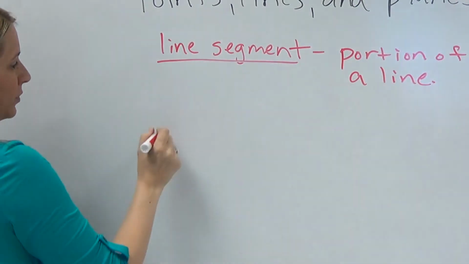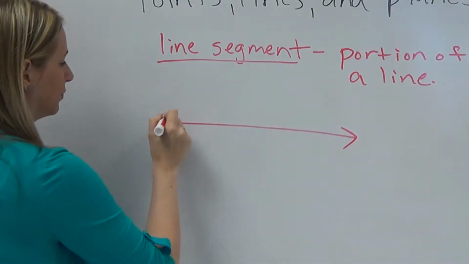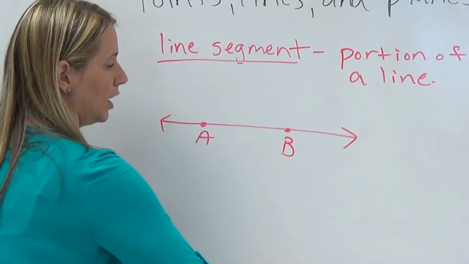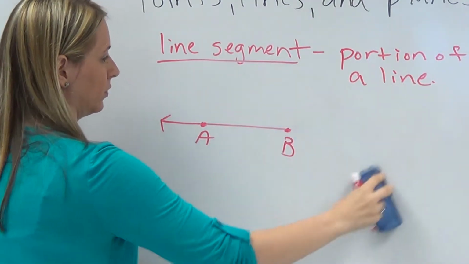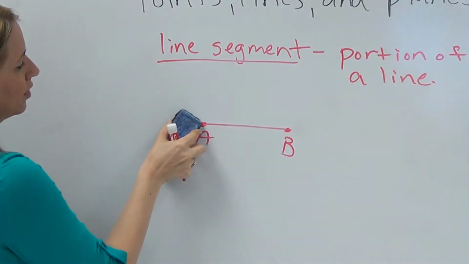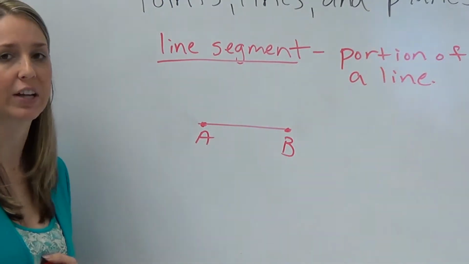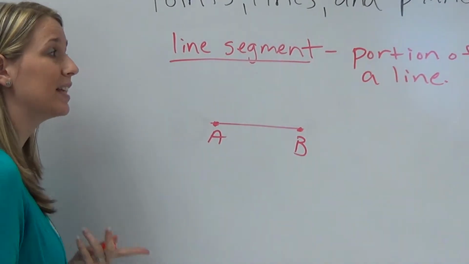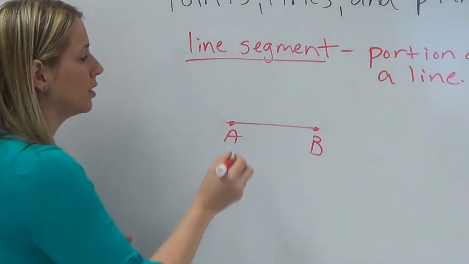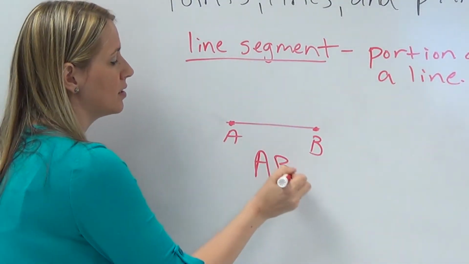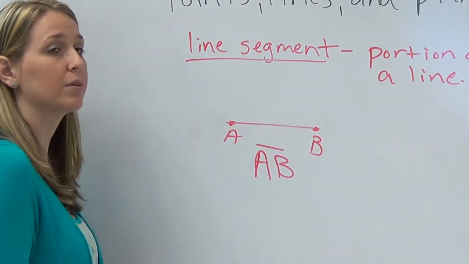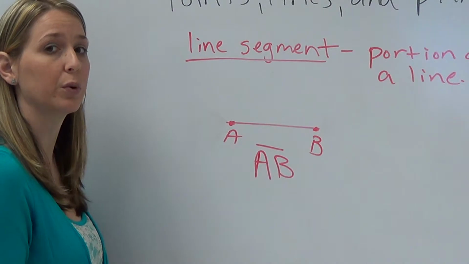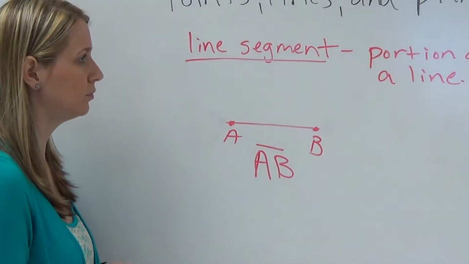So a line segment is like if I take a line with the points A, B on it, and I just want that part of the line. That's a line segment. It's like taking a piece of the line out. And we name it the same way we name a line, minus the arrows. So this will be AB with a segment symbol on top. And as you see, it has no arrows, and that's what distinguishes the difference between a segment and a line.